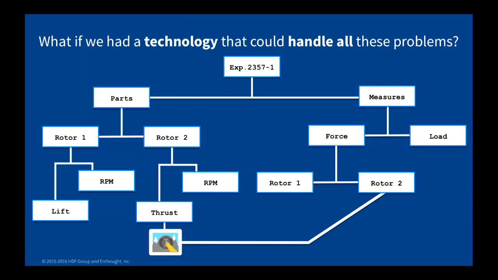HDF5's grouping mechanism is much more expressive than folders and file names, and doesn't restrict you to an inflexible, one-size-fits-all tree of folders. Objects can be found in more than one group, which allows you to create multiple views on the same data and access it in multiple ways, whichever is best for your application.